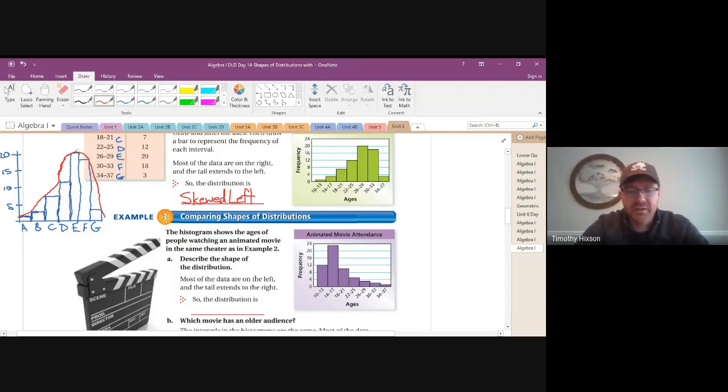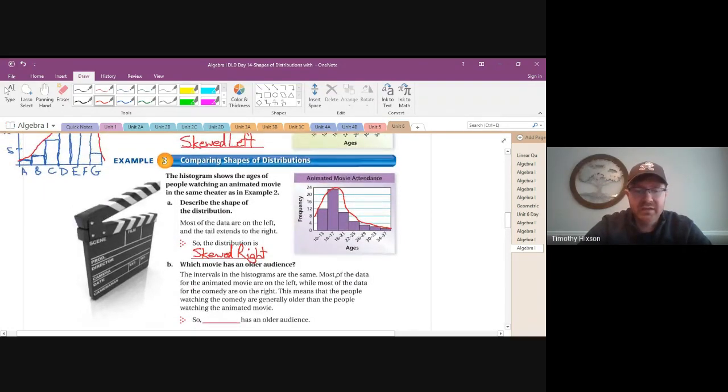All right. If we're describing the shape of the distribution, though, notice this one, there's a lot more lower ages, and then only a few older people, maybe taking their kids or something like that, going to the animated movie. So this distribution is going to be skewed right because we've got that tail on the right that's going to pull the mean to the right of where most of the data is.